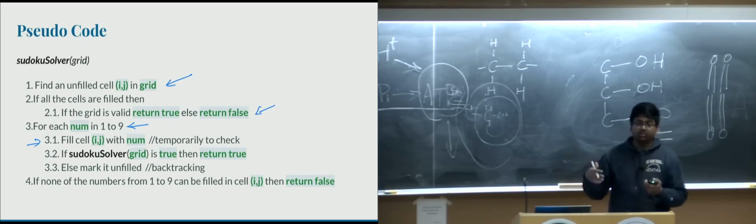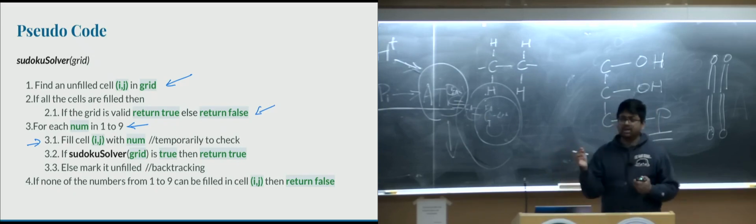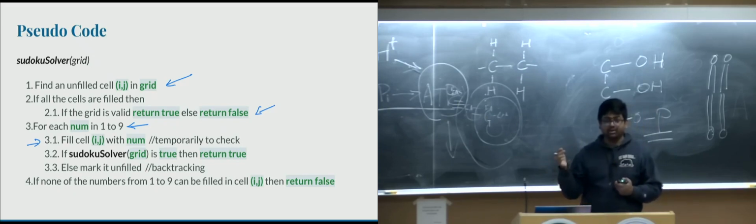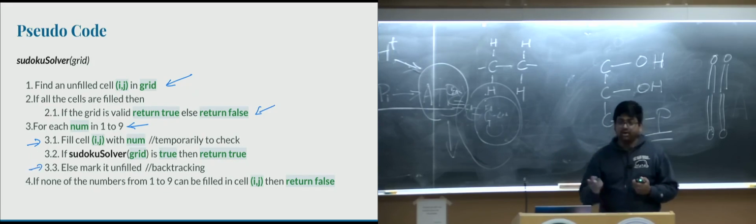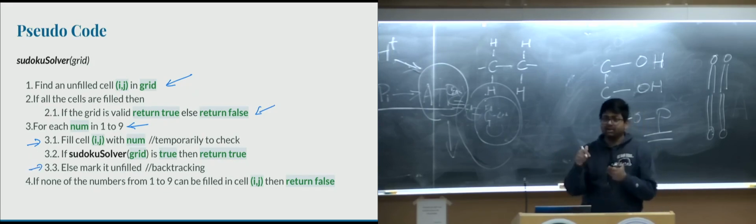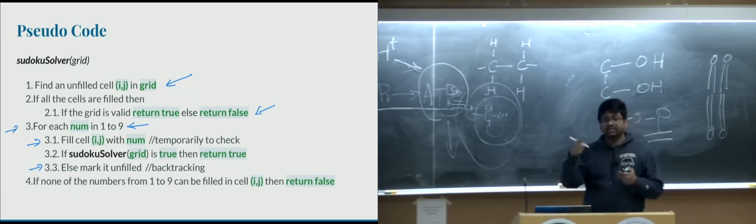If it is returning true, well and good, we solved it. If it is not returning true, that means the algorithm made a mistake somewhere, right? That particular num is not a suitable num there. So what we'll do is we'll simply mark it unmarked. That means we'll make it blank and we'll go again in this for loop and we will replace it with the next number. Yeah? Does that make sense?